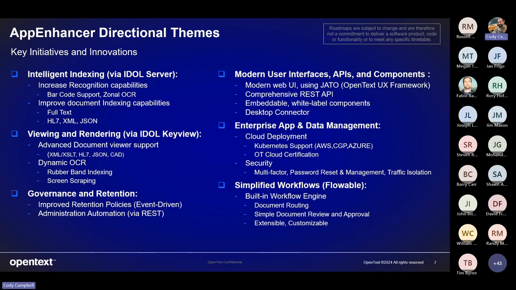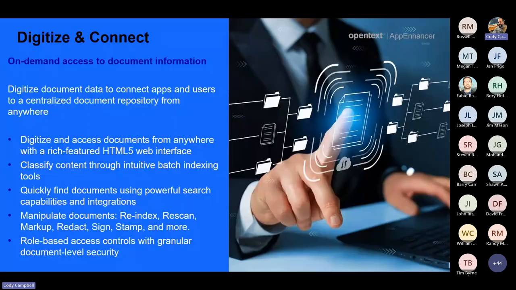We also have simplified workflow engines that we built in that lets you choose the workflow you want to use. Today, you can use AppWorks, but we've added a new workflow engine called Flowable, which is a free workflow engine that we're building into the product. And that will allow you to do document routing, simple review and approval with an extensible interface that's free. Flowable is a free tool, and sometimes you just need basic workflow, and that's something that's being built into the product now.